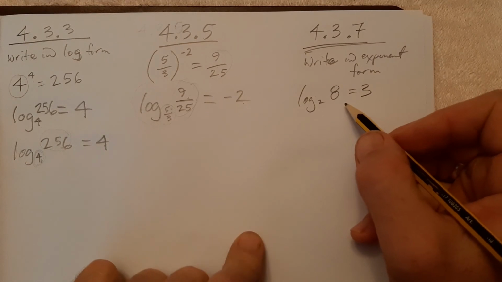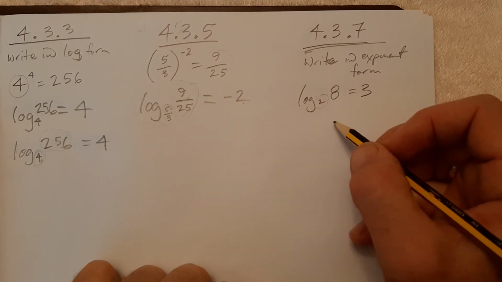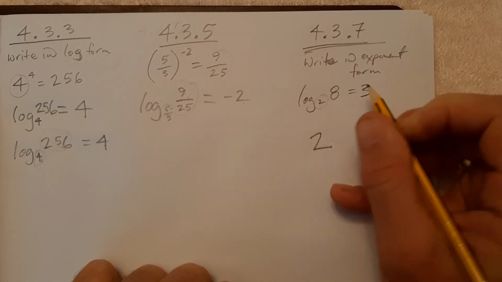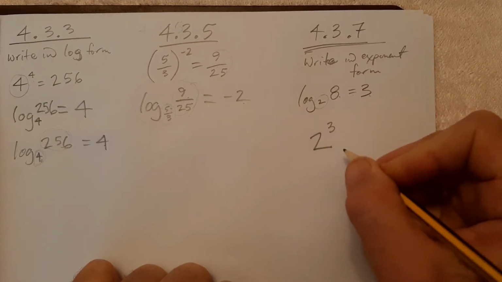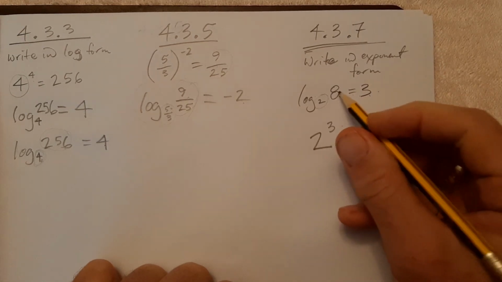So now we've got to go backwards. Well, the way I look at it is this is my base. It's down low, my base. My base is low, right? 2, and this is my exponent, right? Logarithm is exponent. There's my exponent. My logarithm is an exponent. There's my exponent equals the answer.